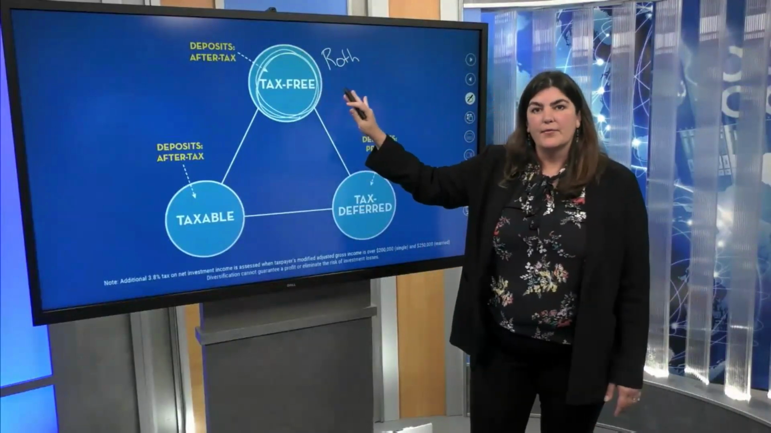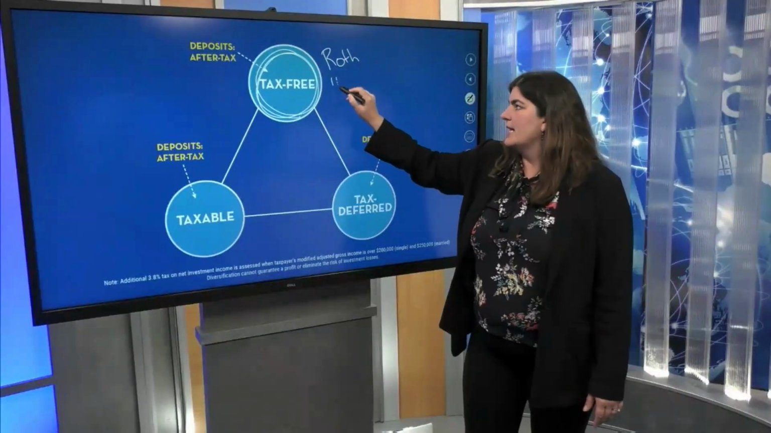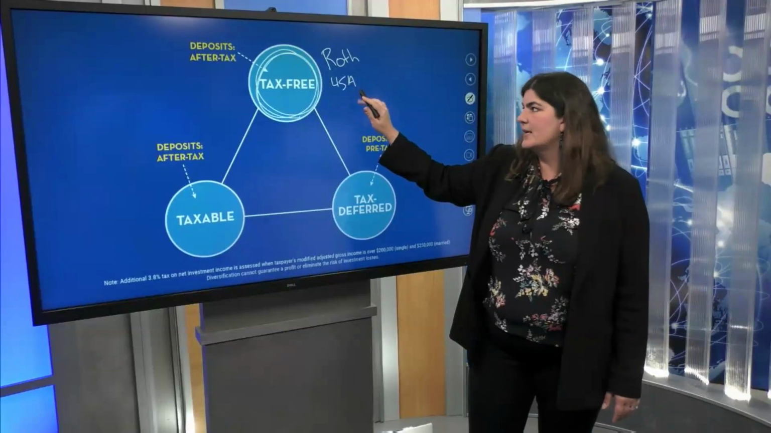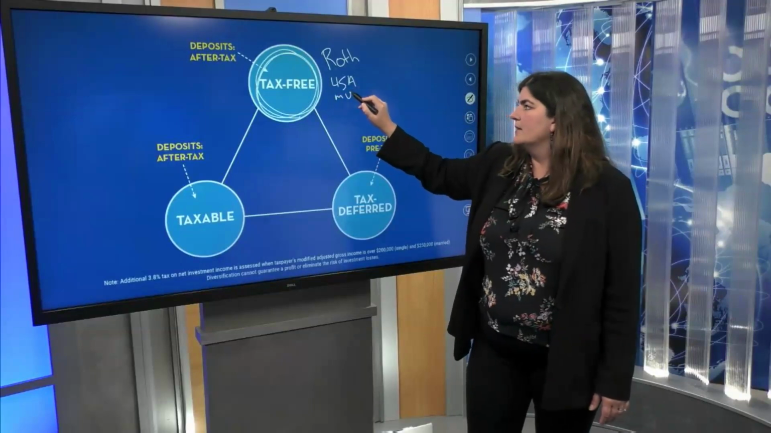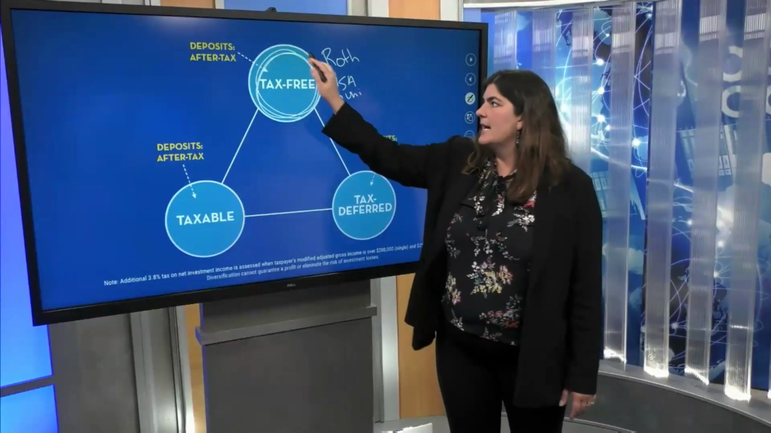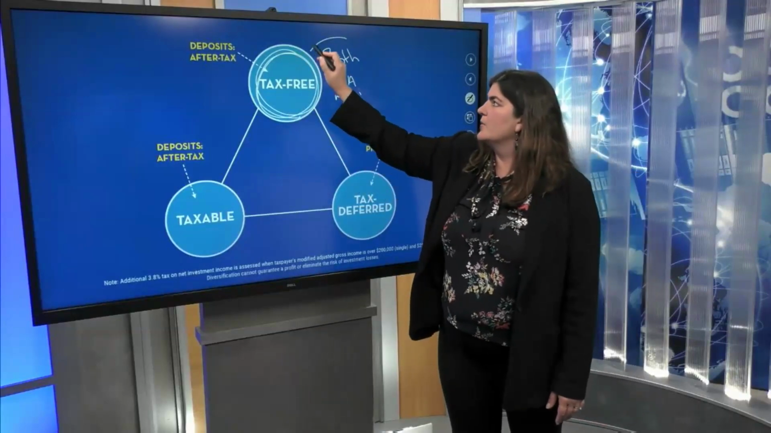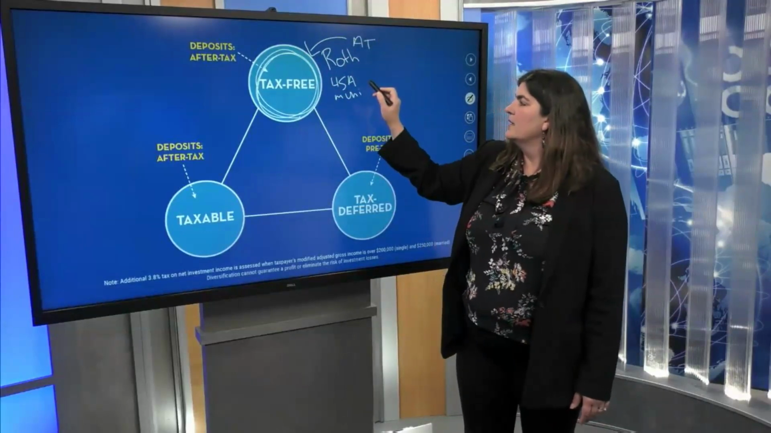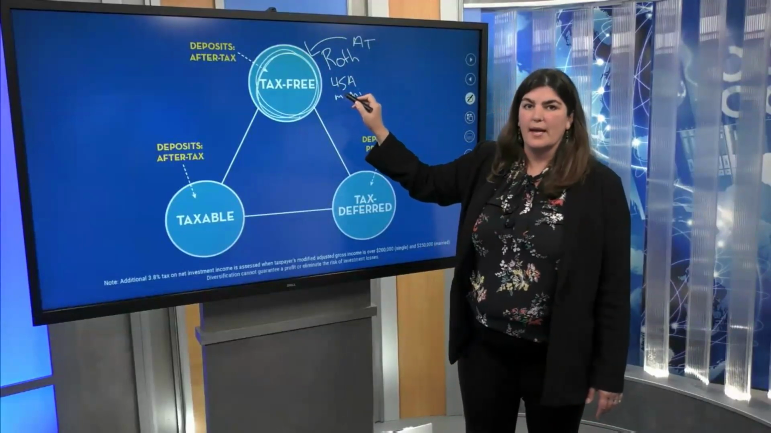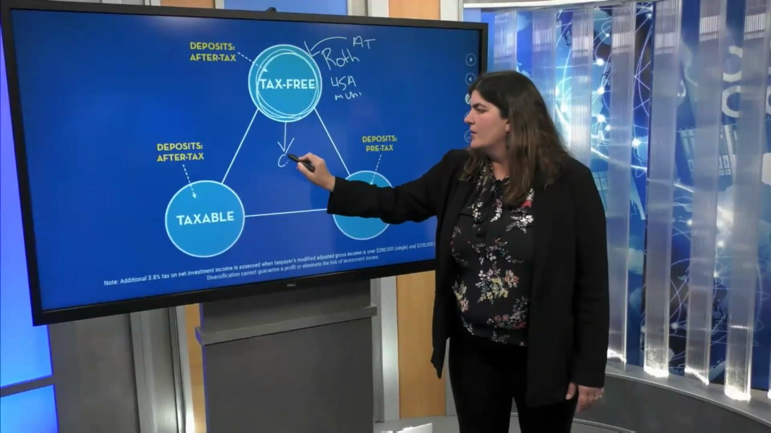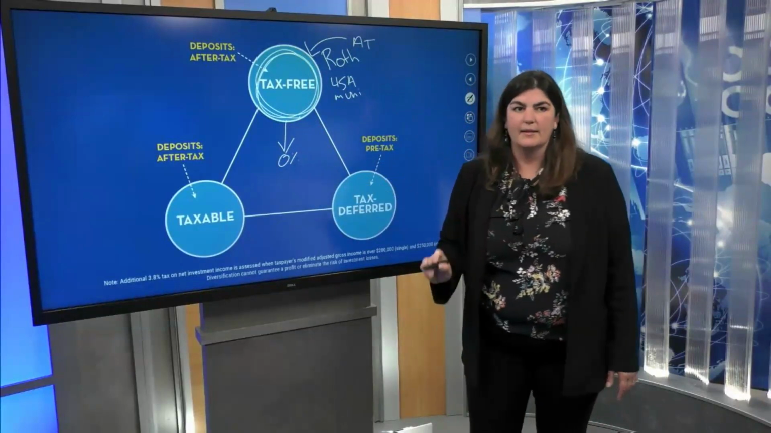There's other tax-free pools, right? Like HSAs are tax-free if they're used for medical purposes. Muni bonds often belong up here. So there's these tax-free pools of money. Usually how these work is you put in after-tax money, with the exception of an HSA, which is pre-tax money. And then when the money comes out, you pay 0% tax.